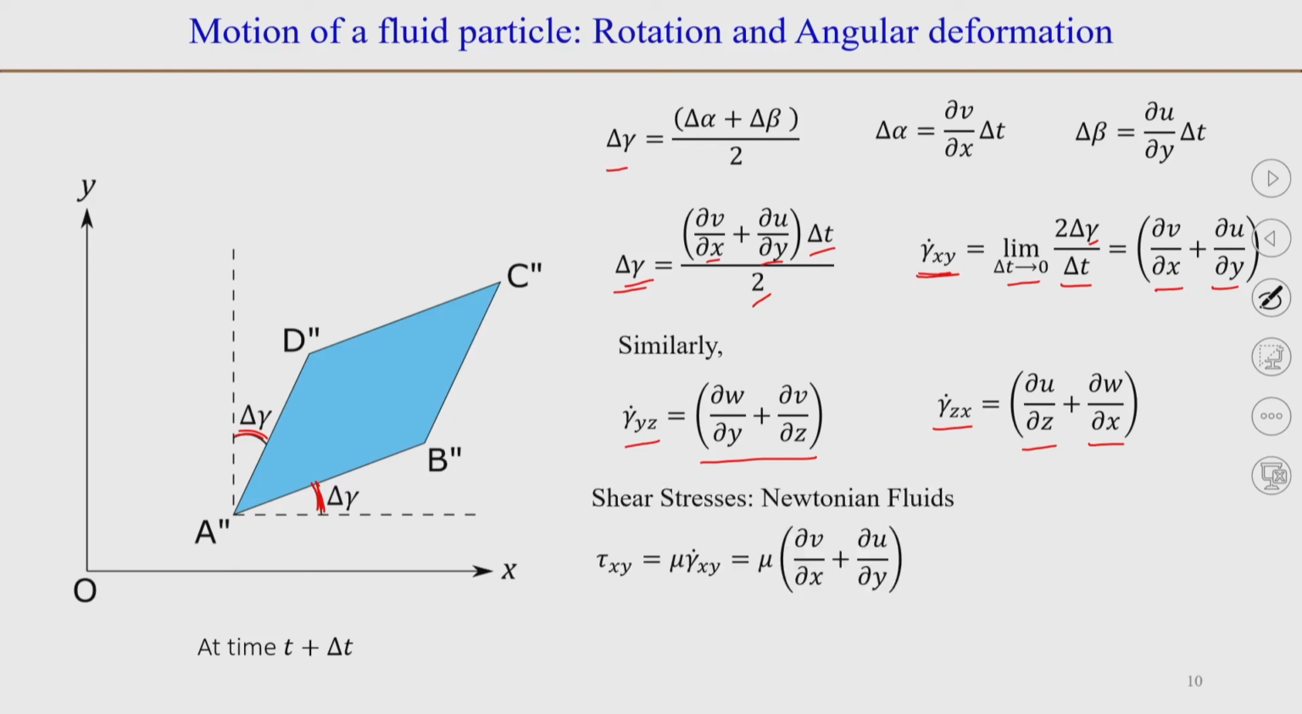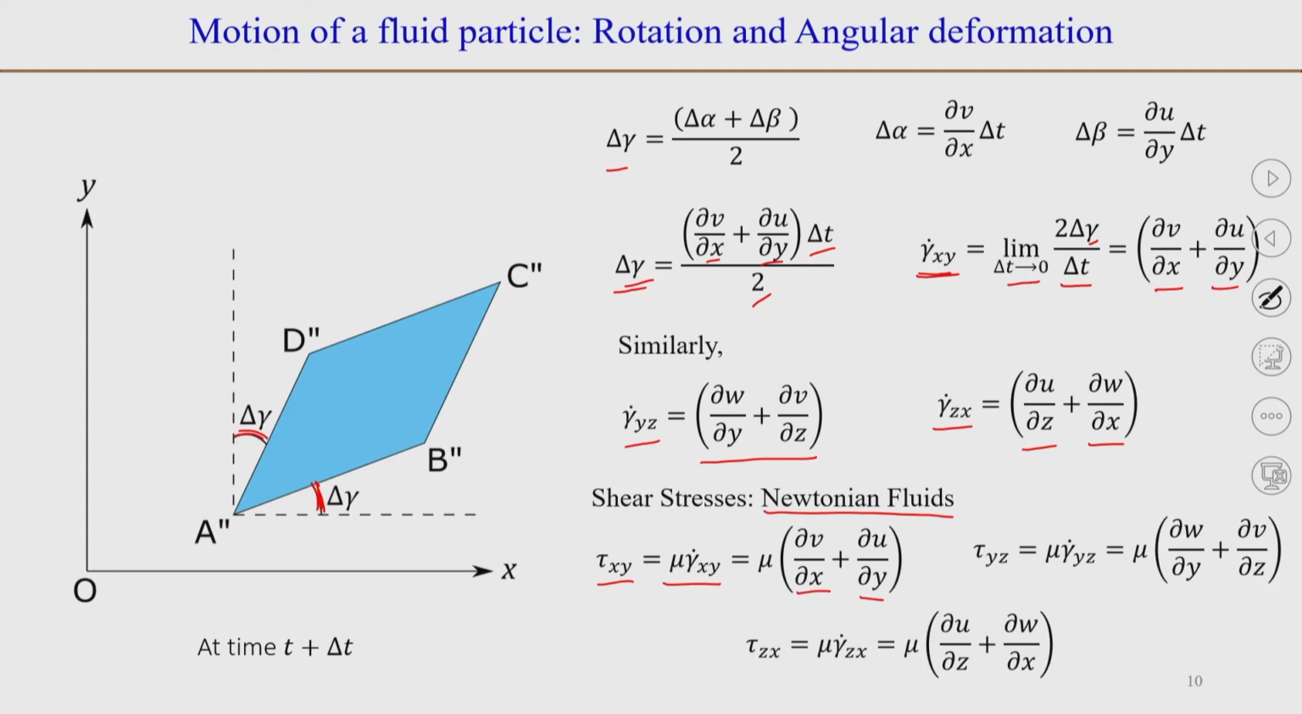for shear stress. So, for a Newtonian fluid, the generalized form of stresses can be written: tau xy is equal to mu gamma dot xy, which is equal to mu times dou v by dou x plus dou u by dou y. Similarly, tau yz is equal to mu gamma dot yz, which is equal to mu times dou w by dou y plus dou v by dou z.